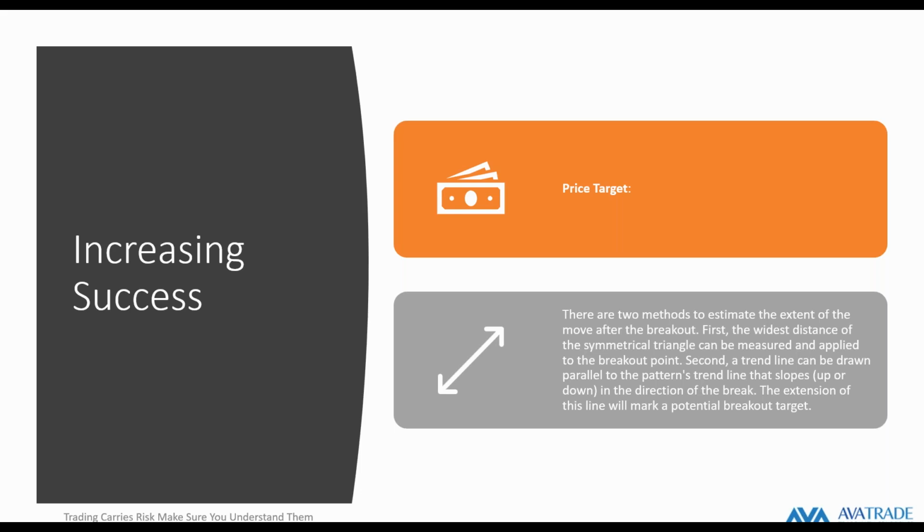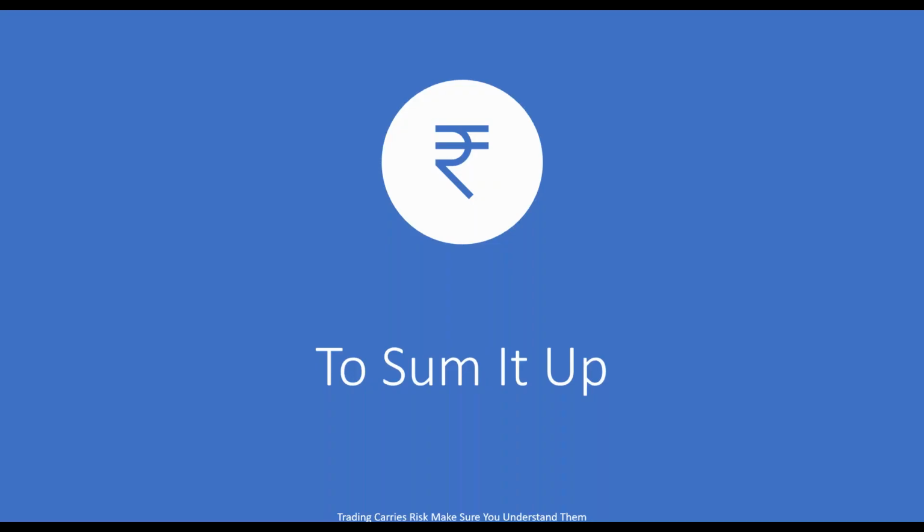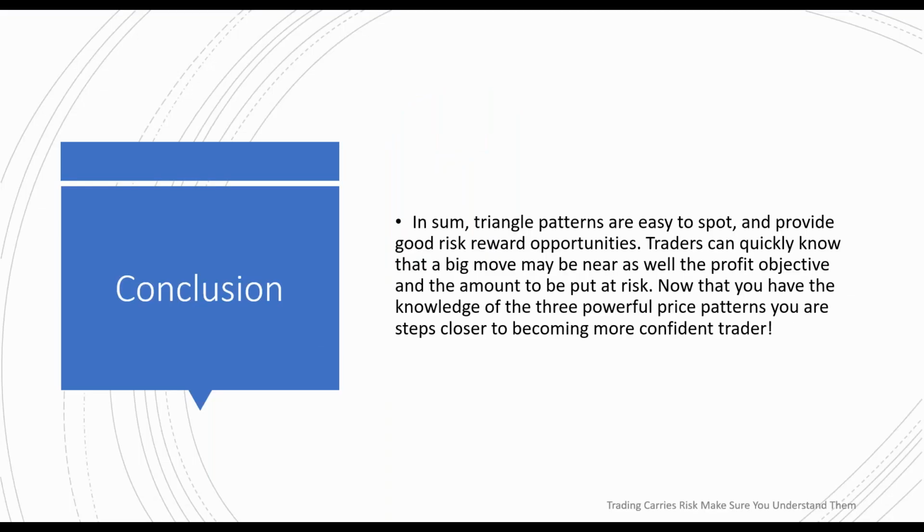Price targets. There are two methods to estimate the extent of the move of a breakout. First, the widest distance of the triangle can be measured and applied to the breakout. Second, a trend line can be drawn parallel to the pattern's trend line that slopes up or down in the direction of the break. The extension of this line will mark the potential breakout target. But again, you have to take into consideration that a major support or resistance level will stop it and make you reevaluate that target point.